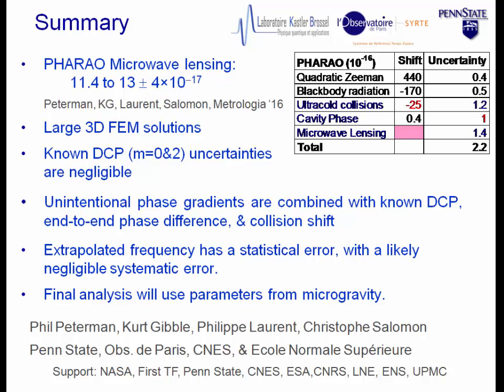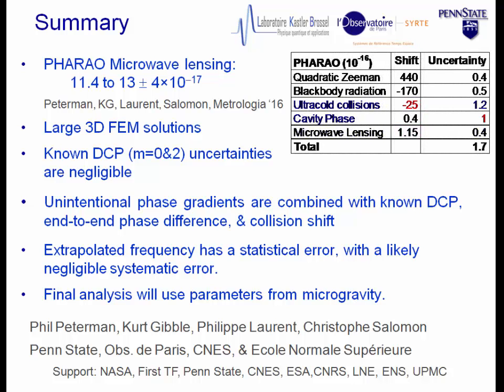collision shift a statistical error and likely a negligible systematic error. We'll have to do the final analysis, of course, once we have the final parameters on orbit. And so here's the error budget. Essentially now we know what the bias of the microwave lensing frequency shift is. We have an uncertainty of about 0.4. Combining these two, that becomes a statistical error. We believe it'll be below 1 times 10 to the minus 16, and so probably the total can be below 1 times 10 to the minus 16. Thank you.